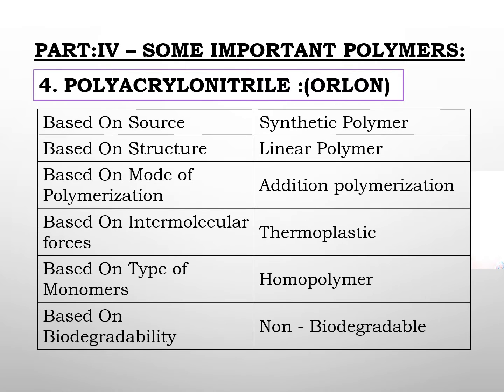Now categorization of polyacrylonitrile. Based on source, it is a synthetic polymer; a linear polymer formed by addition polymerization. It is also a thermoplastic and a homopolymer made up of a single monomer, acrylonitrile, and it is also non-biodegradable.